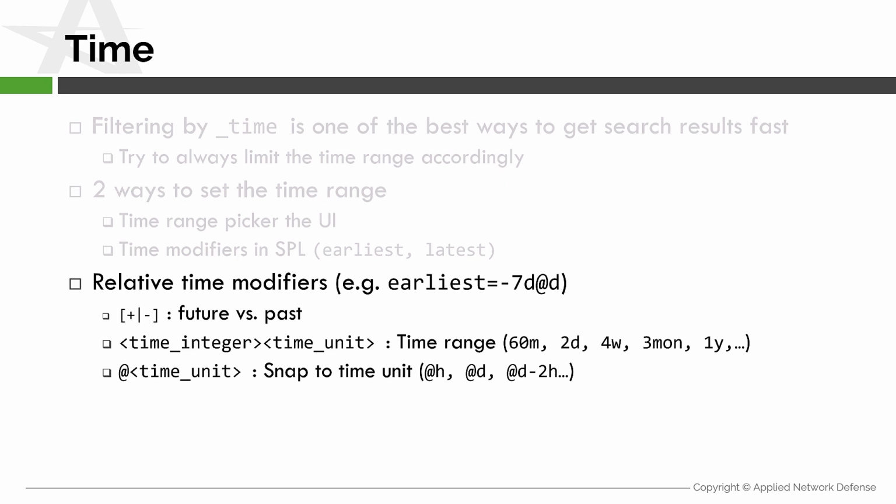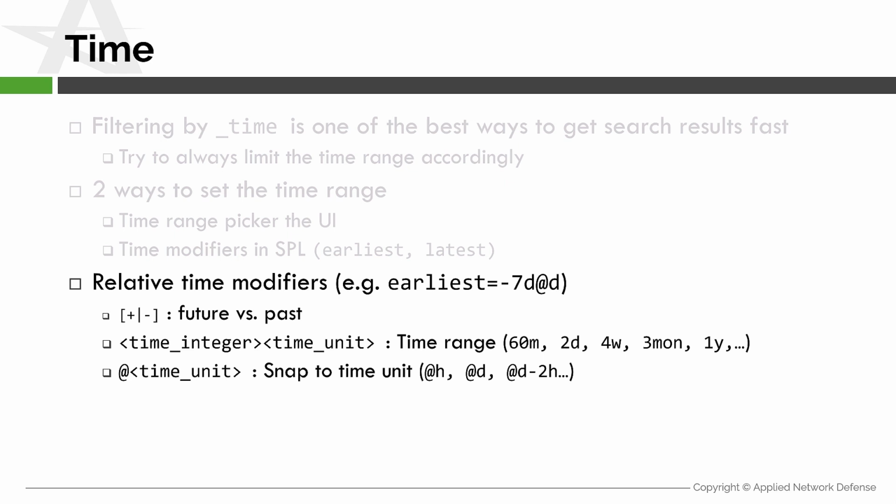This looks something like earliest equals minus 7d at d. So let's break apart what this means. The minus stands for that we want to go back in time, right? We want to go into the past. It's really rare that you're searching for events in the future, but maybe you have events that have been parsed incorrectly, or maybe because of time zone configuration or something like that. But normally you're searching for something in the past. So that's the minus. Then we have the 7d here. D stands for days, so we go back 7 days.